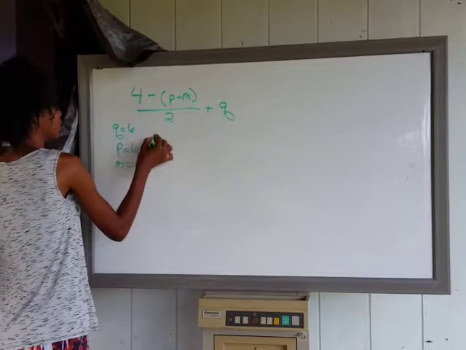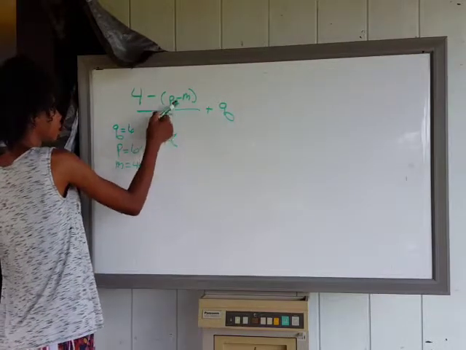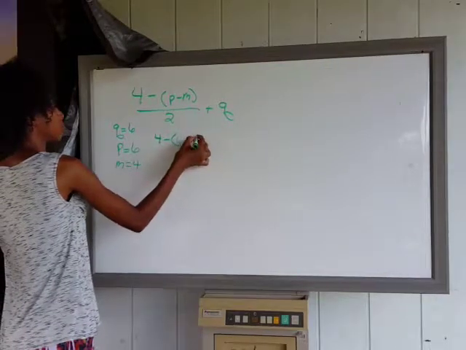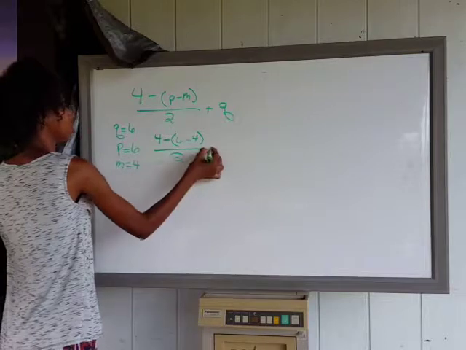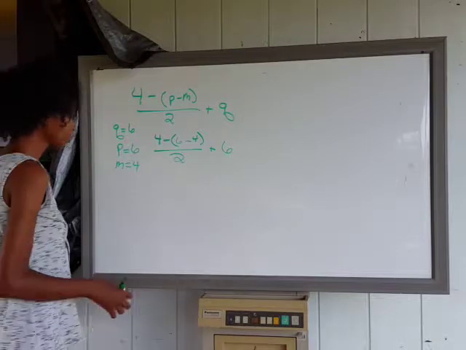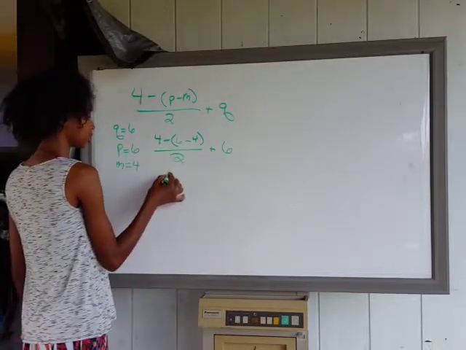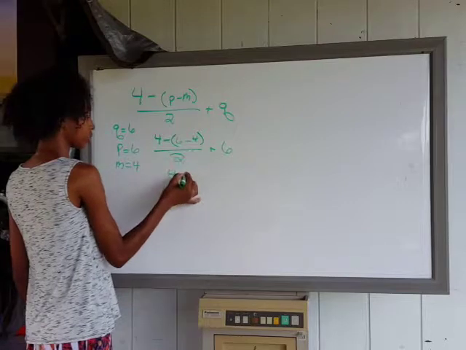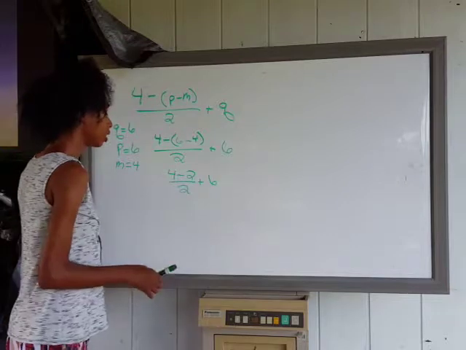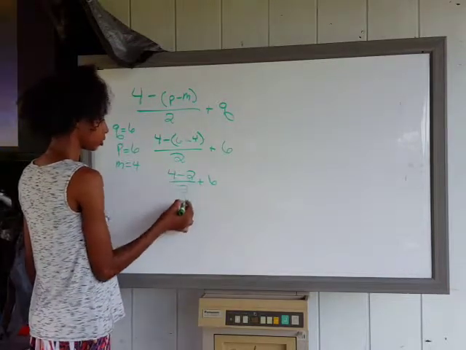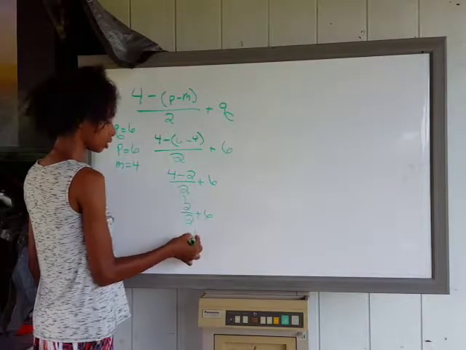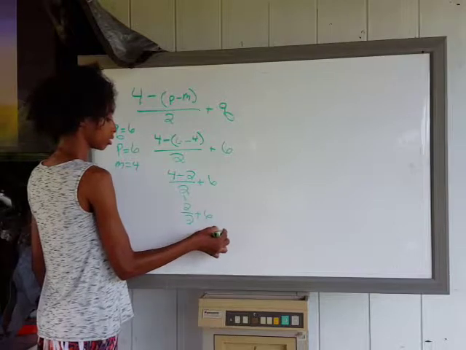Alright, so we have 4 minus P minus M. So P is 6 minus 4, which is M, divided by 2, plus Q, which is equal to 6 as well. So then our parentheses, that leaves us with 4 minus 2 divided by 2 plus 6. And then 4 minus 2 is 2 divided by 2. And then 2 over 2 is 1 plus 6 equals 7.